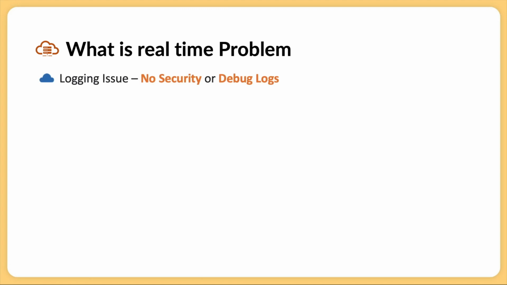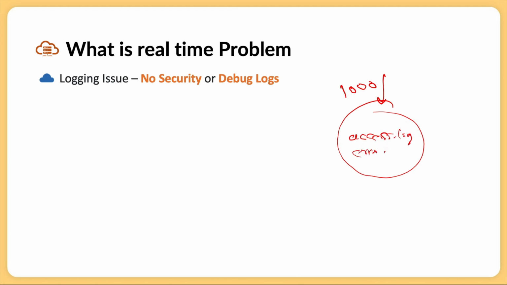The first problem is the logging issue. Imagine you are running an NGINX web application inside a container, and it is handling thousands of requests every hour. When someone accesses this NGINX application, it generates logs, right? It has an access log and also an error log. And where are these logs? Inside this container.